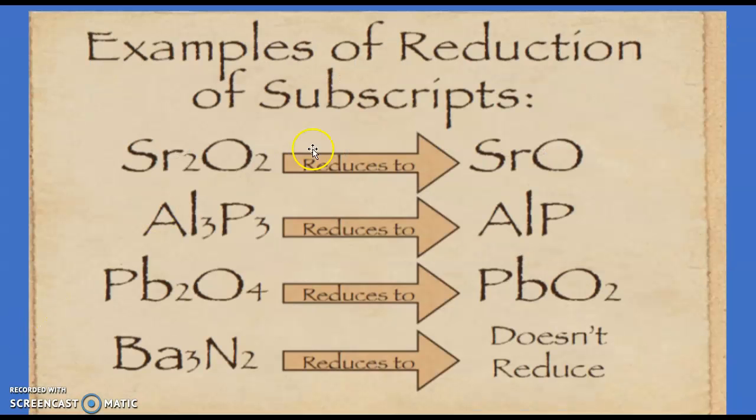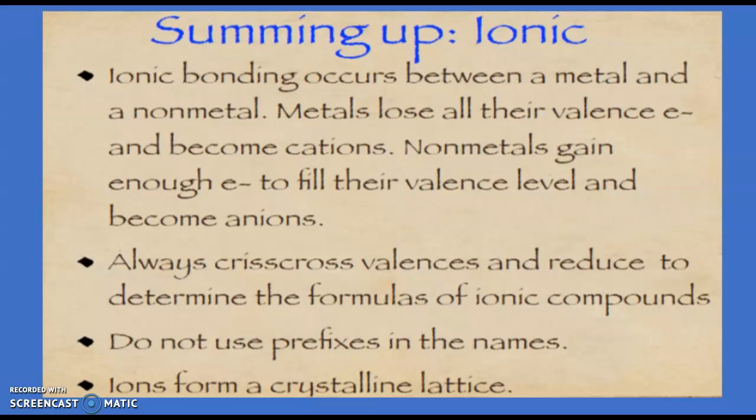Here are some more examples. Sr2O2, you don't have to write those twos. That reduces to SrO. Al3P3 reduces to AlP. Pb2O4 reduces to PbO2. And Ba3N2 just doesn't reduce. So if it reduces, then you reduce, and if it doesn't, you just write it like it is.